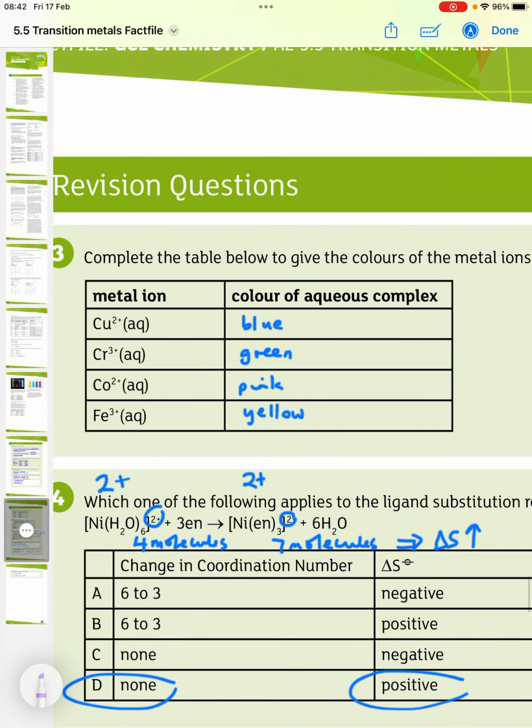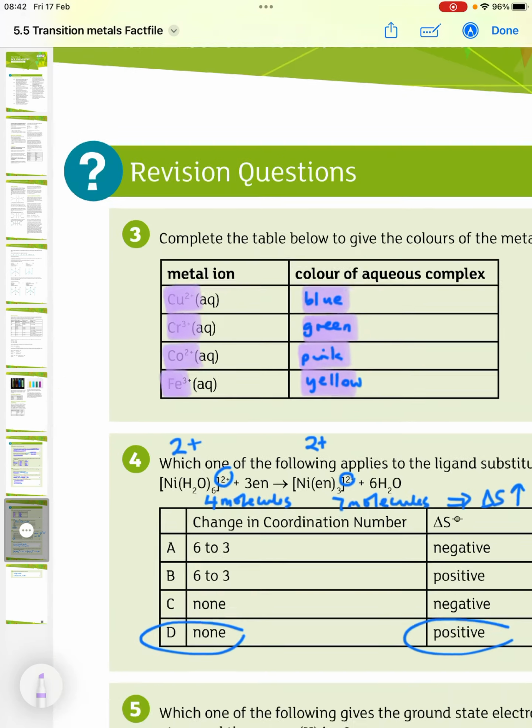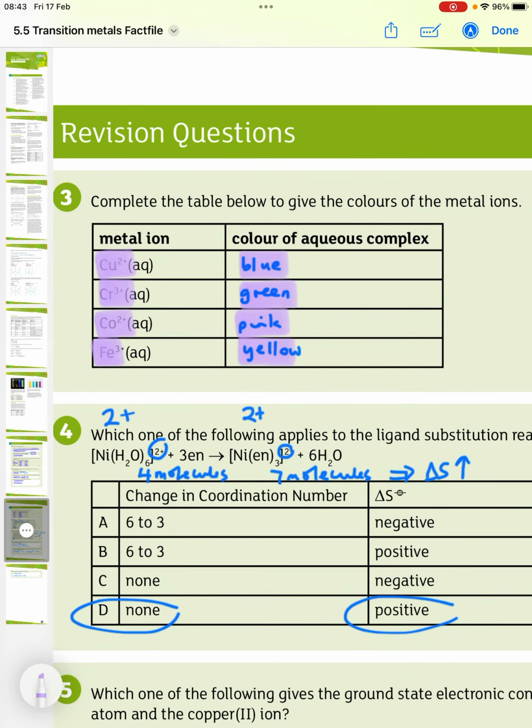Another table here, complete the table to give the colours of the metal ions. So we have copper 2, which is blue, chromium 3, which is green, cobalt 2, which is pink, and iron 3, which is yellow.